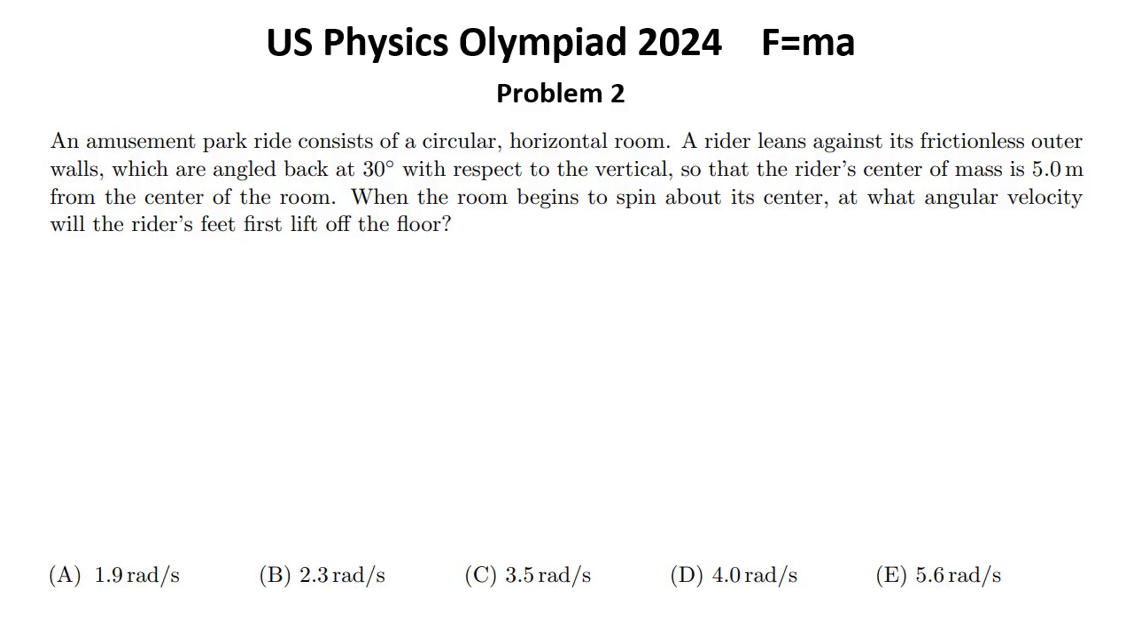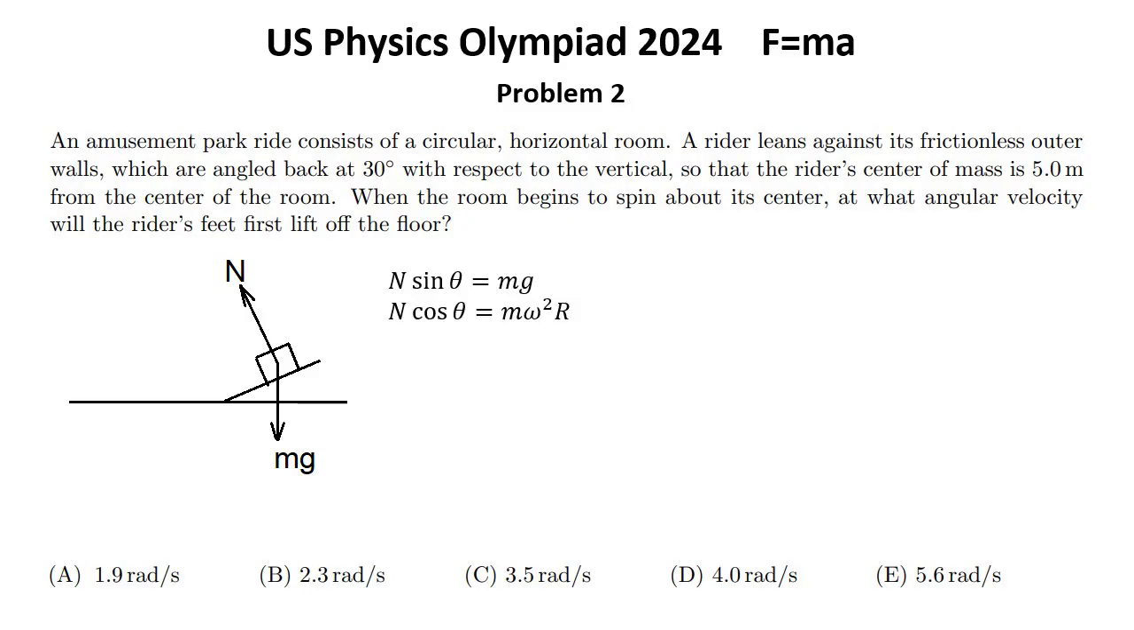Solution for the problem number 2. When the rider's feet just lift off, the normal force N from the floor vanishes, so the rider only experiences a normal force from the walls. That normal force must both cancel the downward gravitational force mg, and provide the inward centripetal force m omega squared r. So we have next two equations.